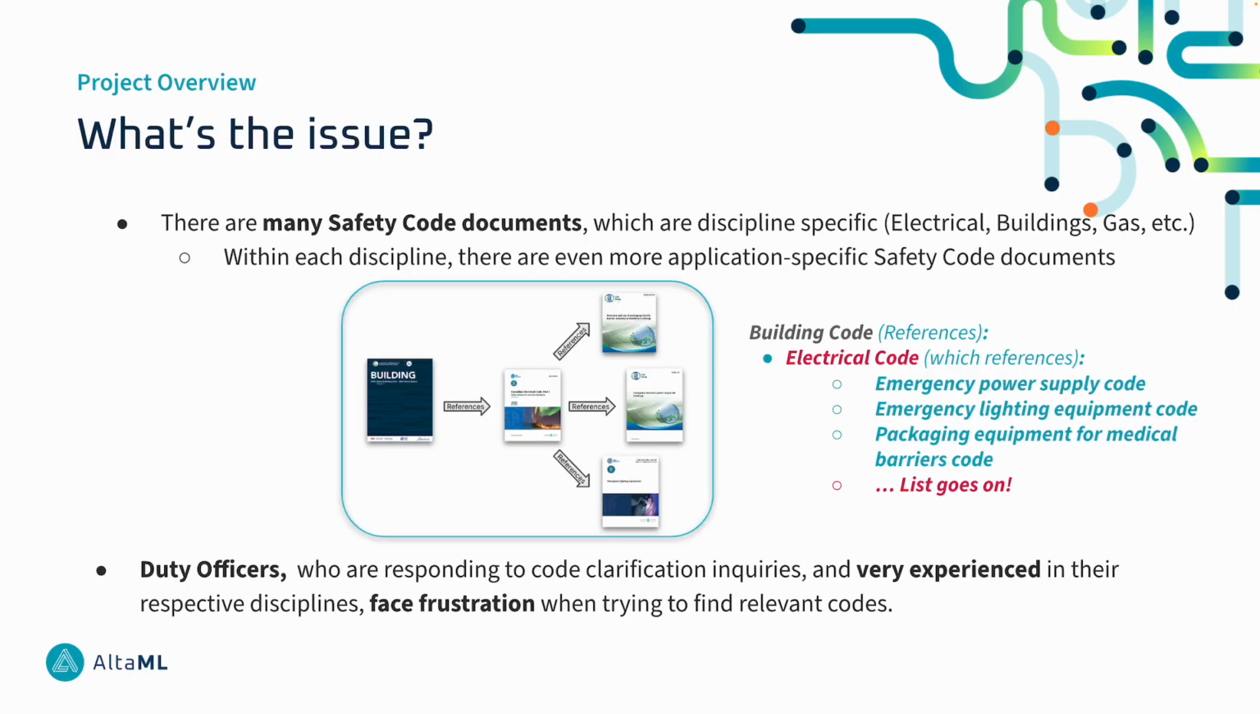So what's the issue? There are many safety code documents which are discipline specific: electrical, buildings, gas, etc. Within each discipline, there are even more application-specific safety code documents. Refer to this diagram, for example. You have the building code, which references the Canadian Electrical Code, which references other codes specific to, for example, the Emergency Power Supply Code, Emergency Lighting Equipment Code, Packaging Equipment for Medical Barriers Code.